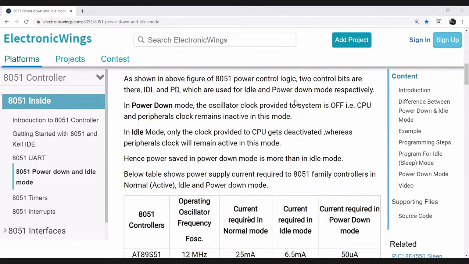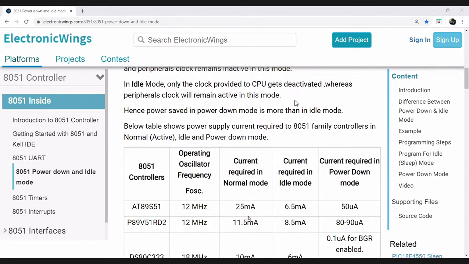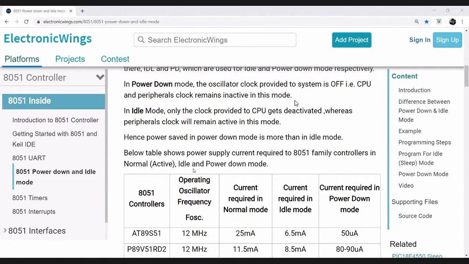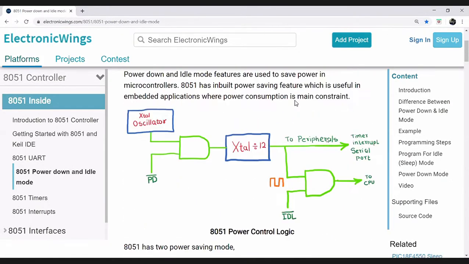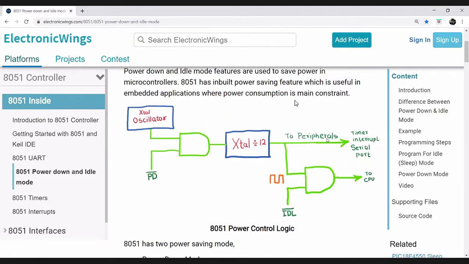Now, let us see other differences. Hence, power saved in power down mode is more than in idle mode. Power saved in power down mode is more than idle mode. Why? Why is power saved in power down mode more than idle mode?